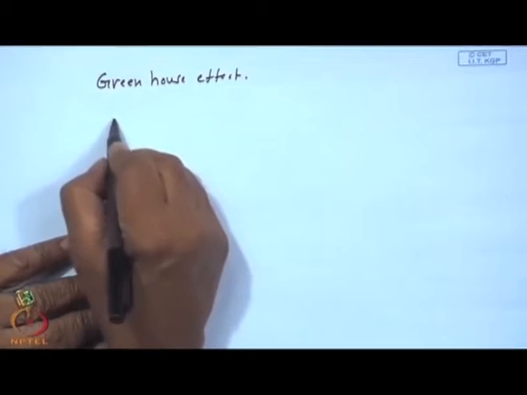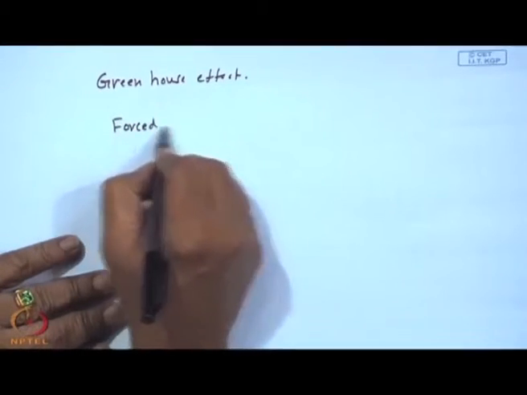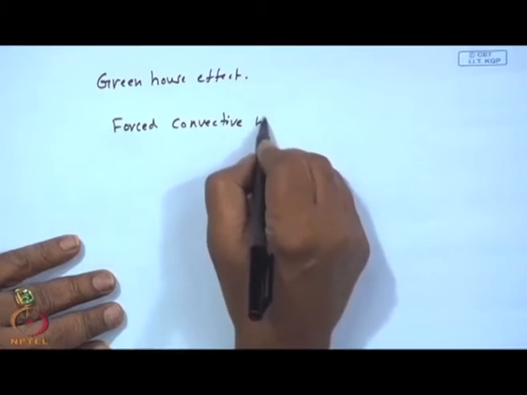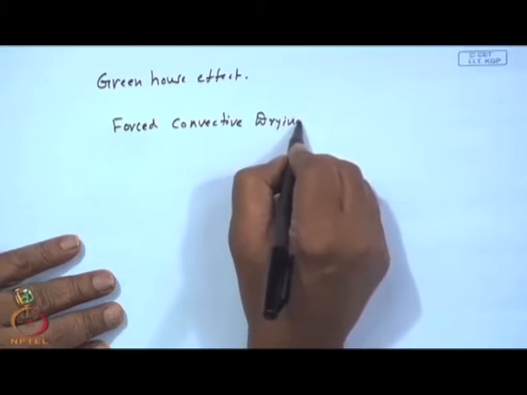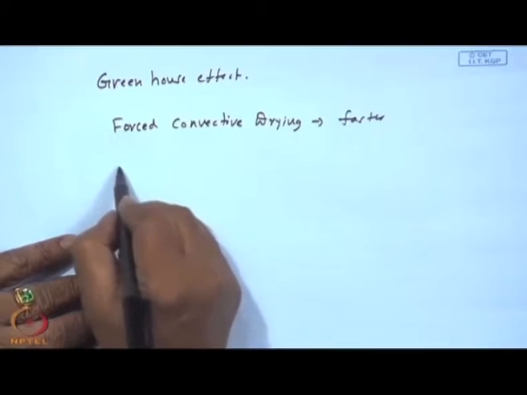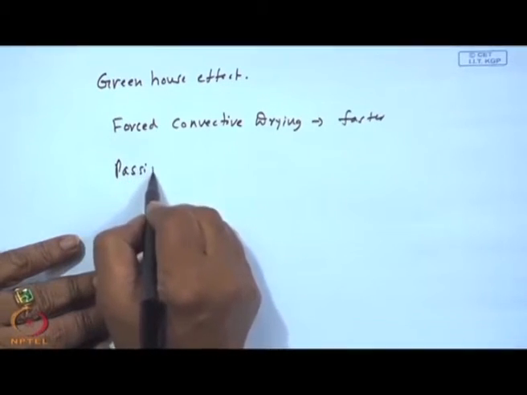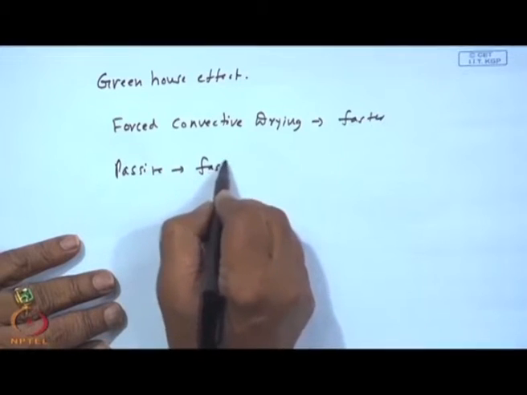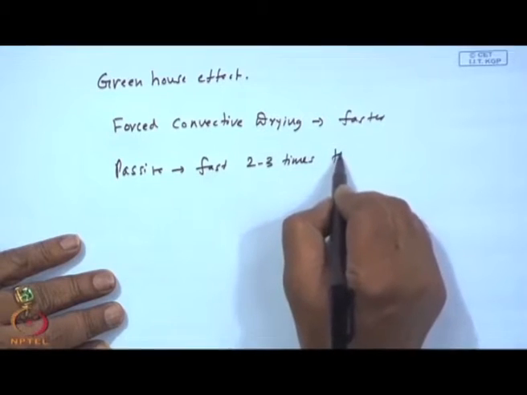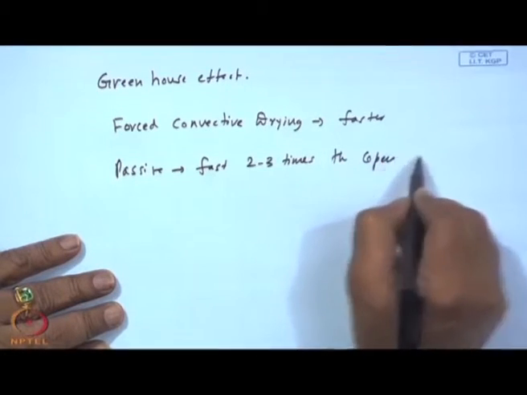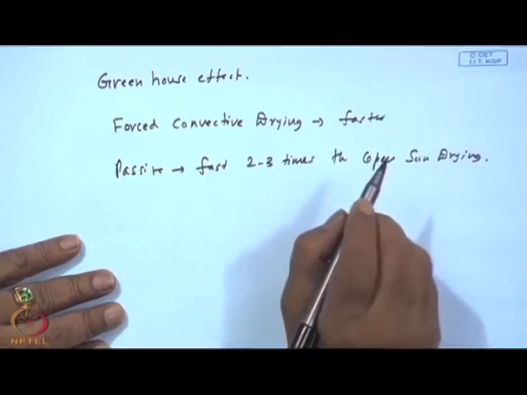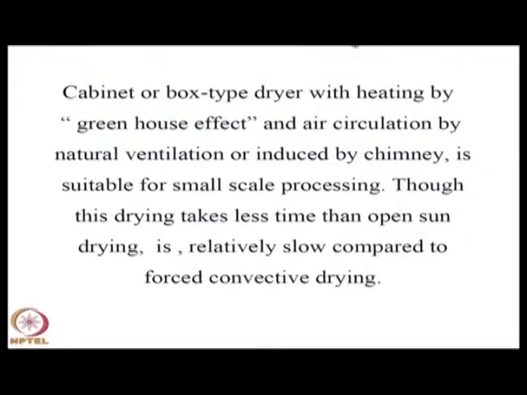So, if you have forced convection, it will be faster obviously, but this passive one is faster 2 to 3 times than open sun drying. The fringe benefit is that it is contamination free.